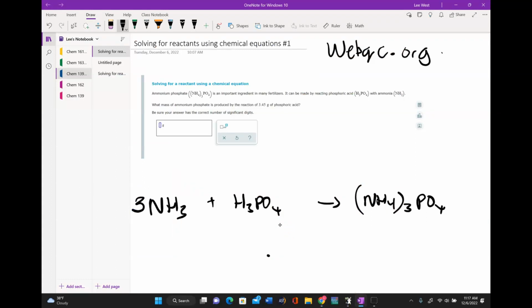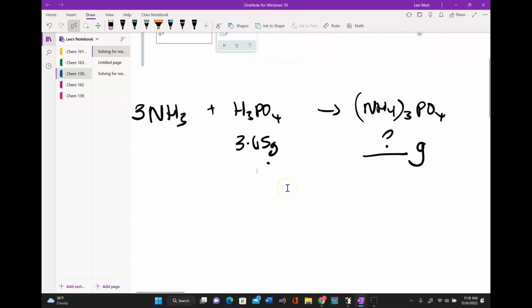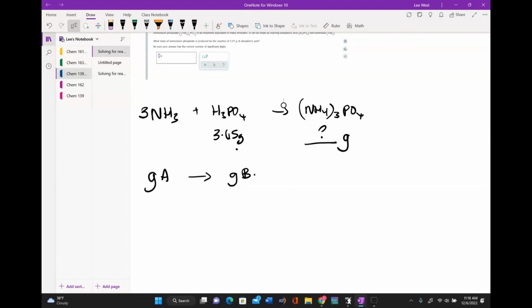Let's move on. This question says, what mass of ammonium phosphate is produced? So how many grams of this do we get when we react 3.45 grams of that? So this is a type of problem we call grams of A to grams of B, and they're pretty easy to do.